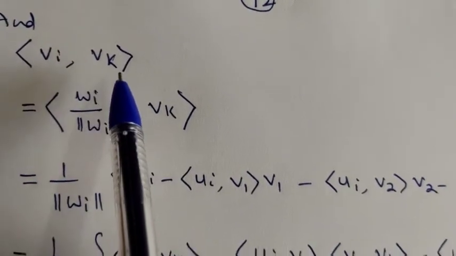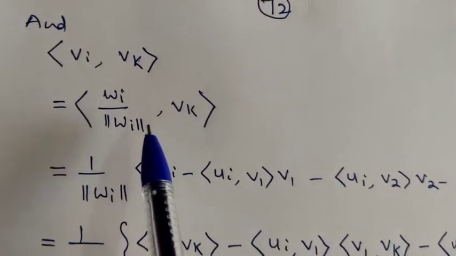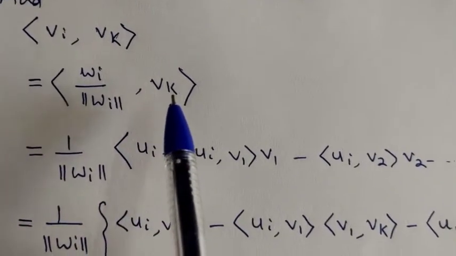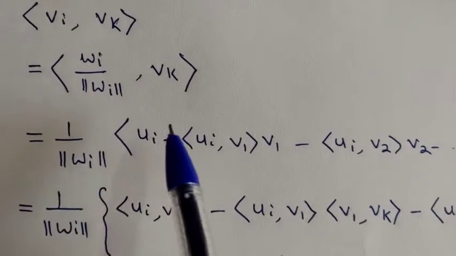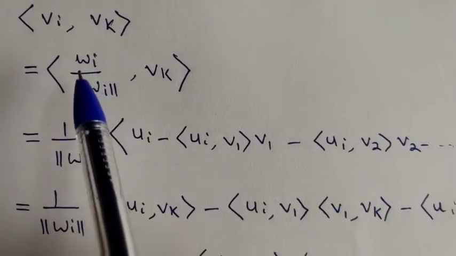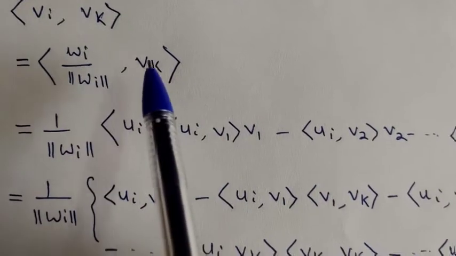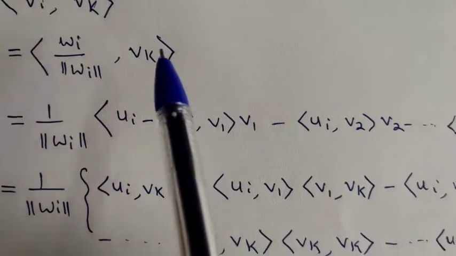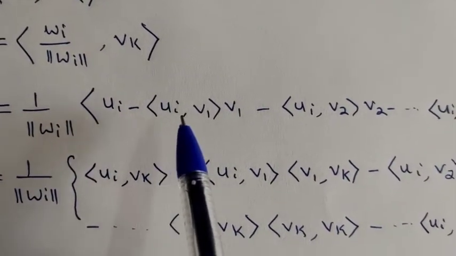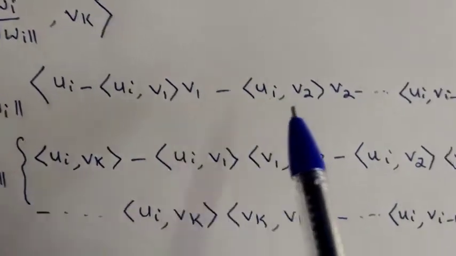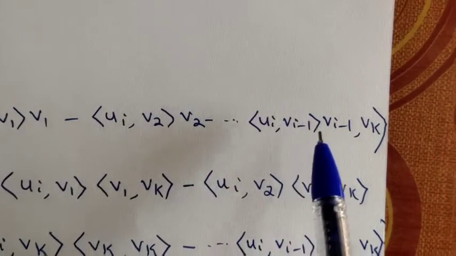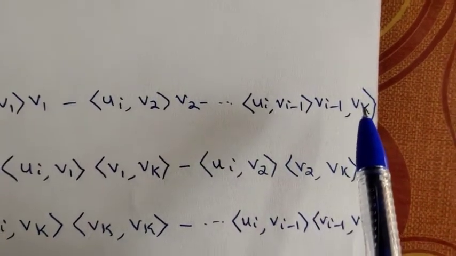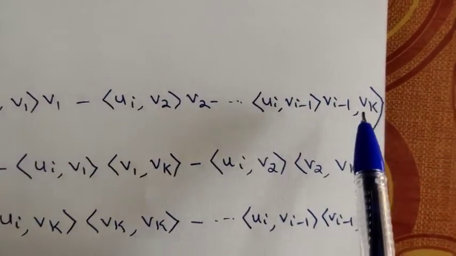Inner product of Vi comma Vk is what? Vi means Wi by norm of Wi, comma Vk. This is equal to 1 over norm of Wi, which can be taken out, into inner product of, you write the value of Wi here, you take inner product with Vk. So Ui minus inner product of Ui comma V1 into V1 and so on. The last term is Ui comma Vi minus 1 into Vi minus 1, comma Vk. You take all the elements with inner product with Vk.